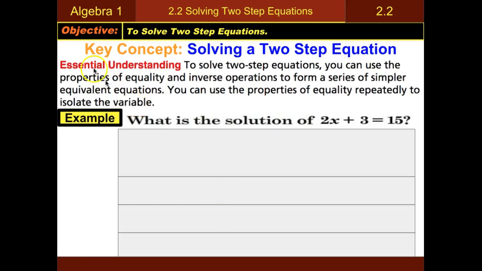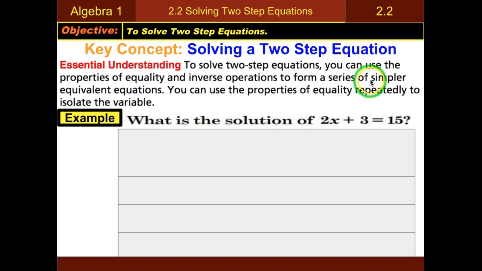So this essential understanding here pretty much says exactly what I just did, just with fancier words. When you're solving two-step equations, you use the properties of equality. That's where we can add the same thing to both sides and it doesn't change, etc. Inverse operations: if you have addition, you're going to use subtraction to undo it. Multiplication, you're going to use division, and so on. Look at 2.1 if you want to review properties of equality or inverse operations.